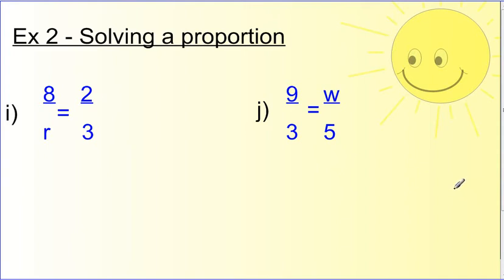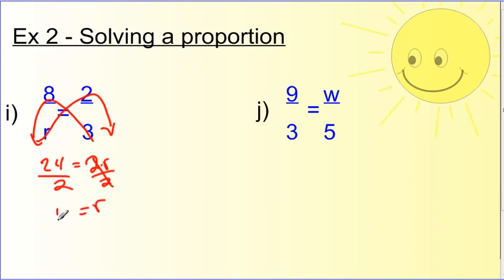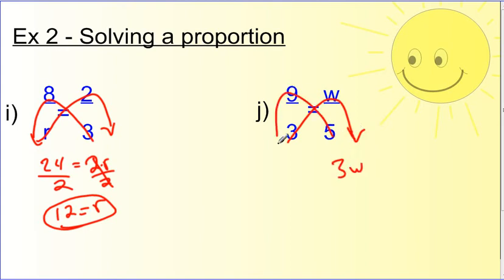Alright, together these problems should only take like 30 seconds, so let's go through it at full speed. 3 times 8 is 24, 2 times R is 2R, divide by 2 here, divide by 2 here, cancel, R equals 12, done. 3 times W is 3W, 5 times 9 is 45, divide by 3, cancel, divide by 3, W equals 45 divided by 3 is 15, done.